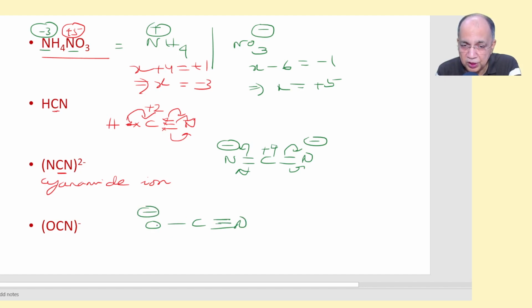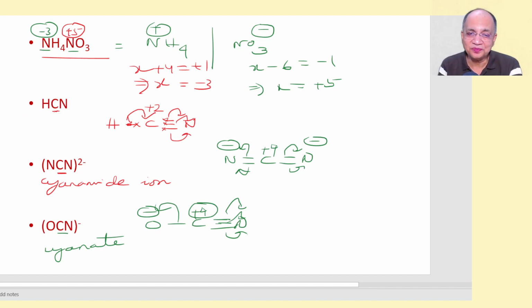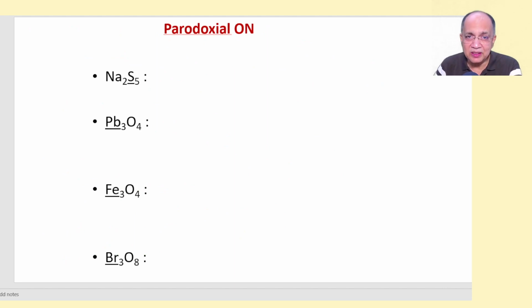This is a triple bond here, so the carbon will lose 3 electrons from this side, 1 electron to this side, because both O and N are more electronegative than carbon. So in this cyanate ion, it is plus 4. But in cyanide ion or HCN, it is plus 2. Now these are very interesting things.